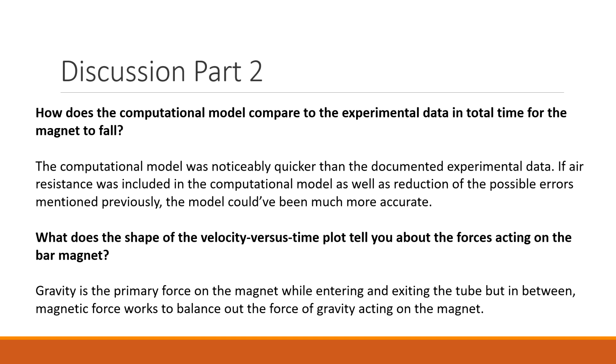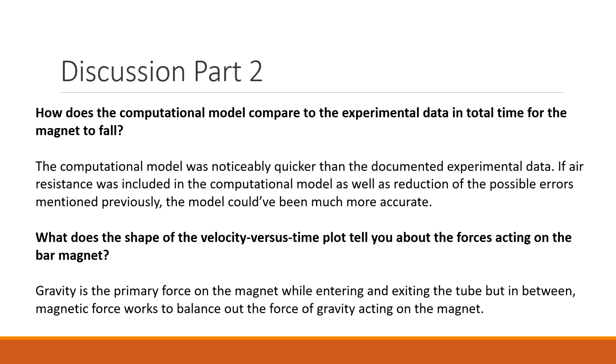For our next part of discussion, we have how does the computational model compare to the experimental data and total time for the magnet to fall? The computational model was noticeably quicker than the documented experimental data. If air resistance was included in the computational model as well as reduction of the possible errors mentioned previously, the model could have been much more accurate.